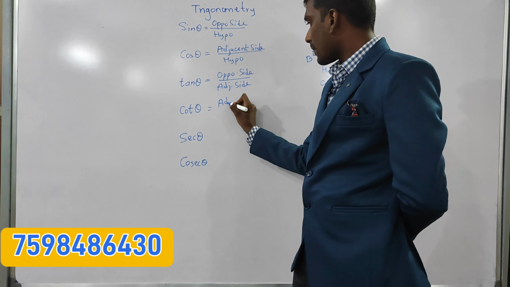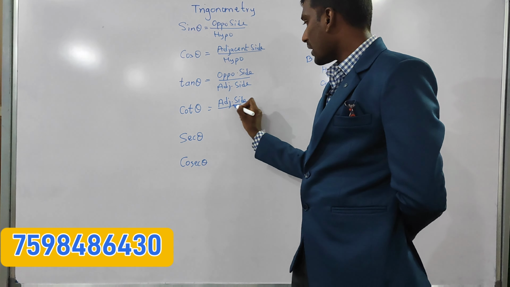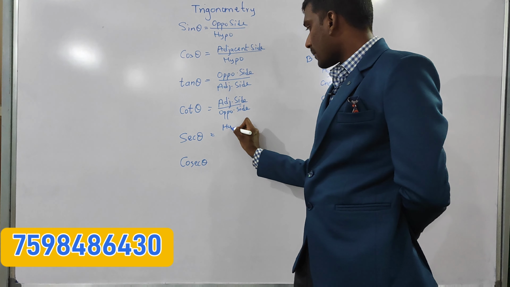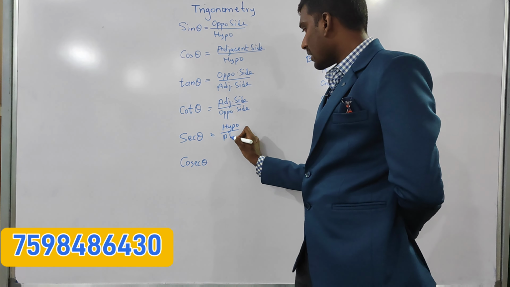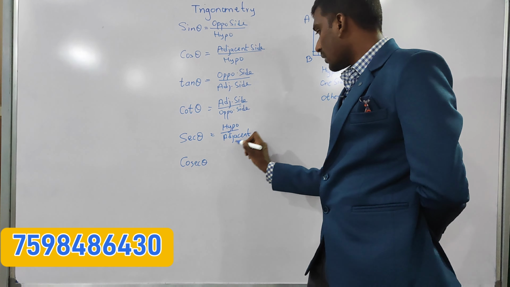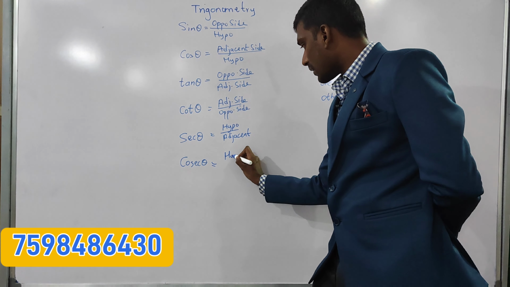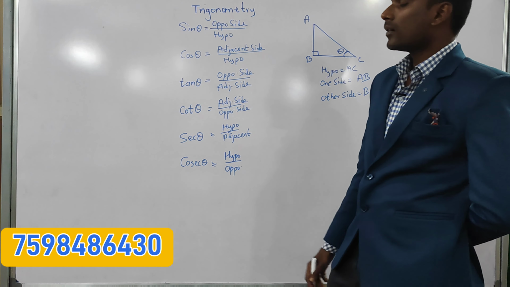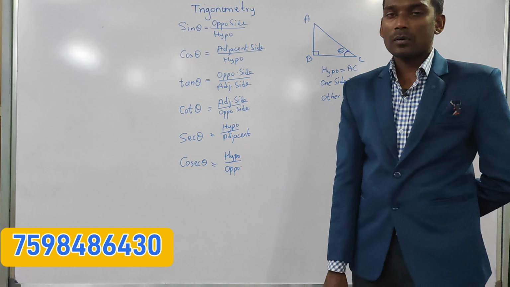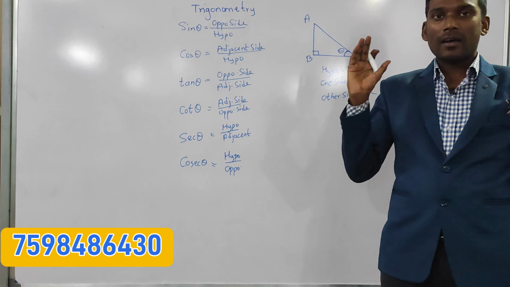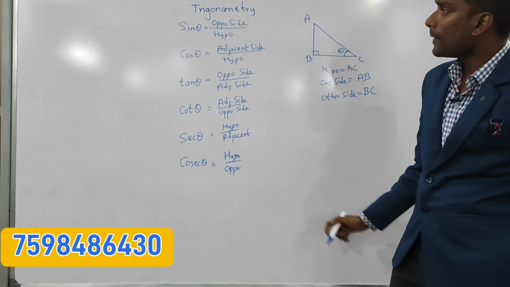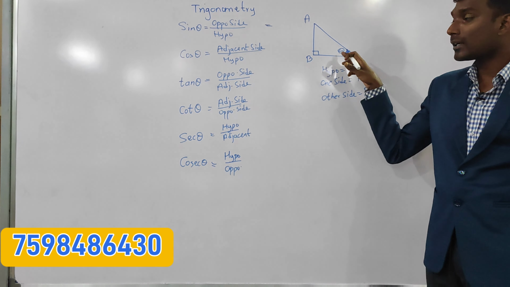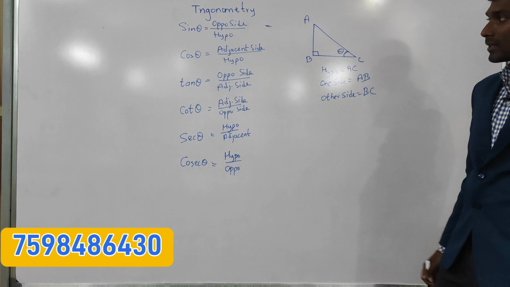Cot theta is adjacent side divided by opposite side. And secant theta is hypotenuse divided by adjacent side. And the last, cosecant theta is hypotenuse divided by opposite side. That's it. If you know these basic 6 formulas, you can say you are having a very good start in the chapter of trigonometry. Now let us try to apply this sine, cos, tan with respect to this theta, and let us try to solve the answer.